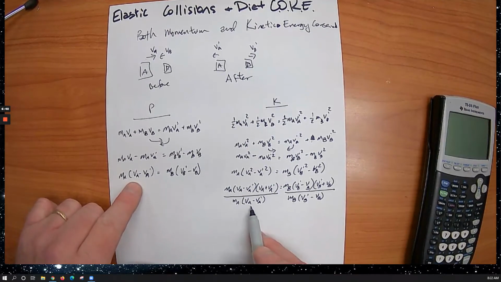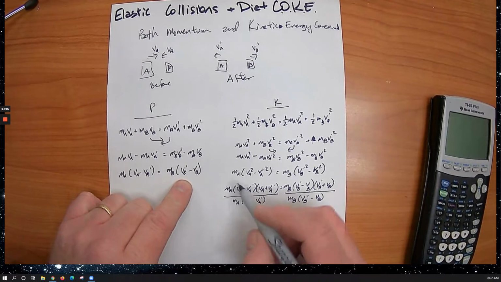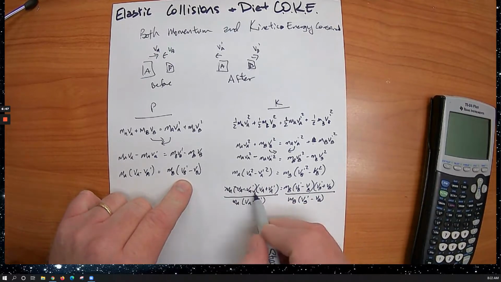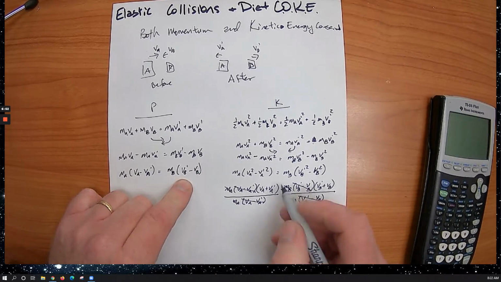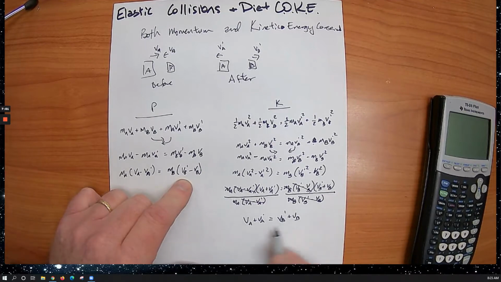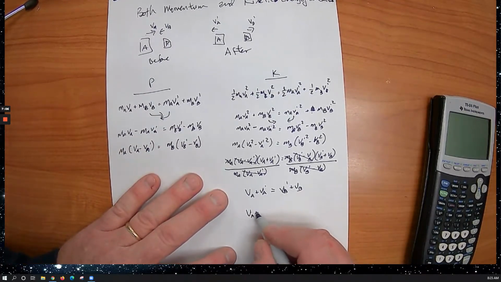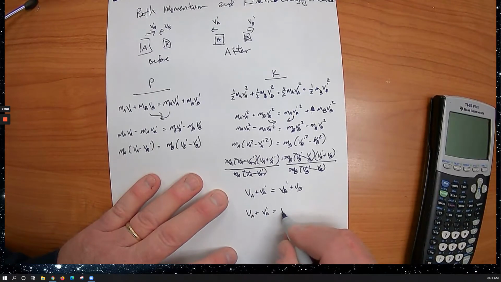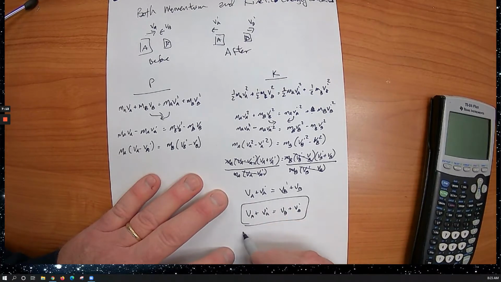This number is the same as this number. Now, when I do this, the mass will cancel, and the VA minus VA final will cancel, the mass of B will cancel, and the VB final minus VB will cancel, leaving me with this: VA plus VA final equals VB final plus VB. A slight rearrangement of this is what I call the Diet Coke equation. So VA plus VA final equals VB plus VB final. This is the Diet Coke equation.